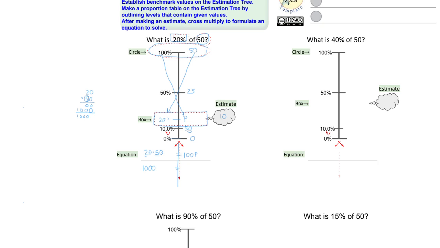Equals, just bring this down, 100p. Okay, solve by dividing by 100, because 100 100ths is 1p. Let's do the same thing to 1,000. All right, again, we can simplify this. This is 1p or p, equals, divide by 10, simplify this fraction. Get that, it's 10. So we're going to put this up here, p equals 10. And we'll notice that that's very similar, if not identical, to what we estimated. So we've solved this. So what is 20% of 50? It is 10. All right, let's do this with less structure.